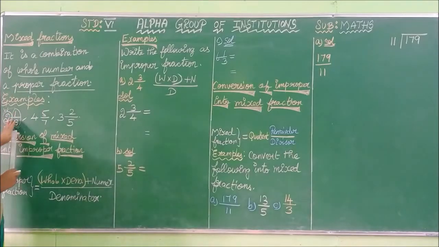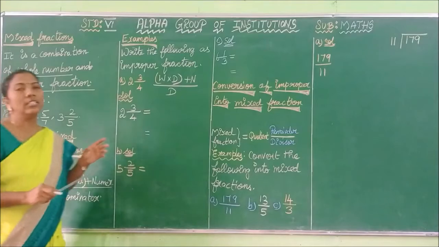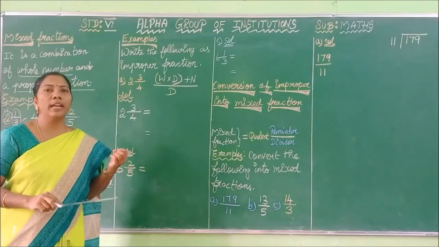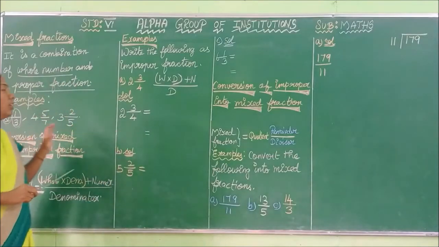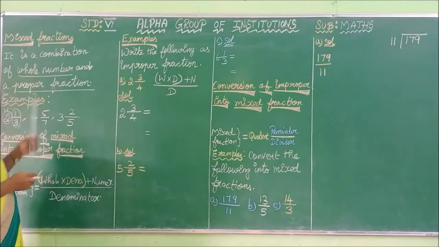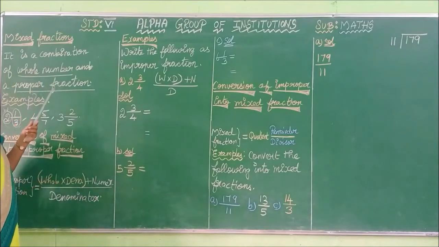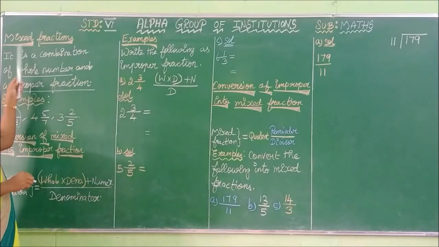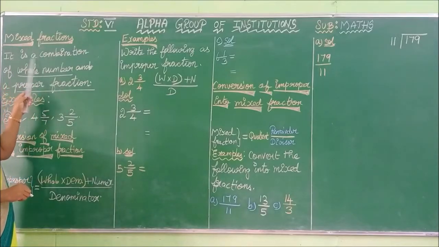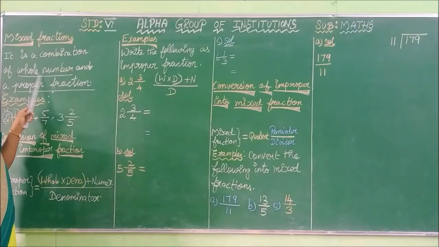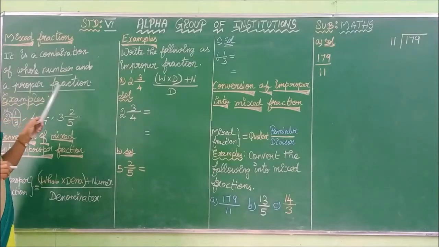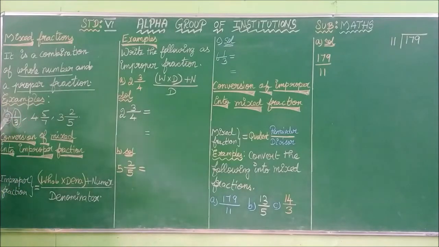Do we understand, children? So what is the mixed fraction? It is a combination of a whole number and a proper fraction. But in your book they have mentioned only fraction, but you have to understand that it should be a proper fraction. Okay. So, what is the mixed fraction? A mixed fraction is a combination of a whole number and a proper fraction. What are the examples? 2 1 by 3, 4 5 by 7, 3 2 by 5.